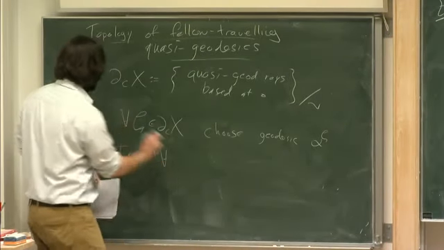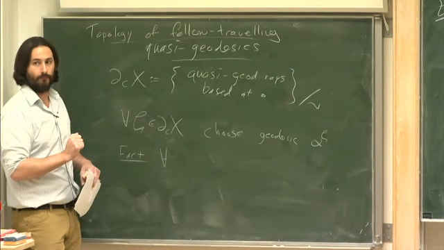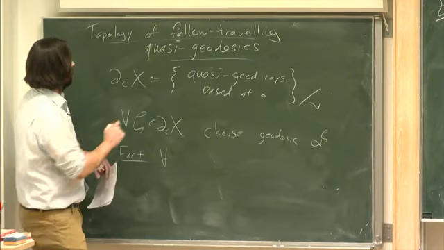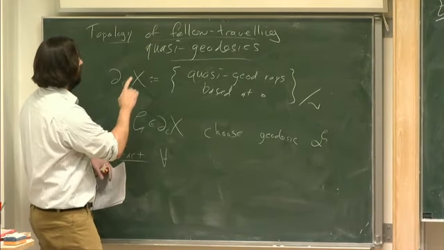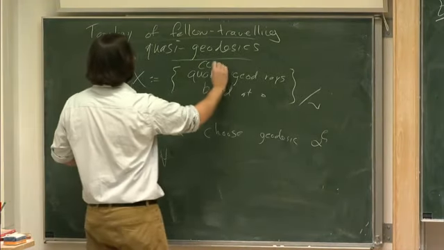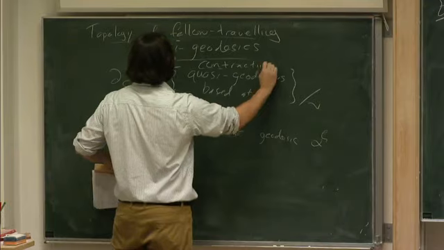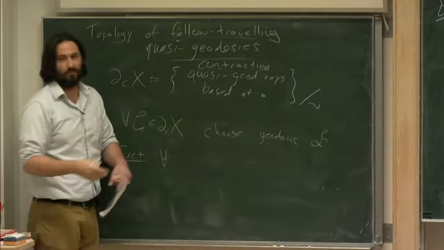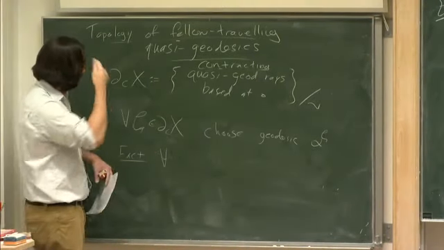Sorry, I just missed something. Why are quasi-geodesics opposed to geodesics? Because they're contracting. Yeah, the contraction function tells you they're quasi-convex.